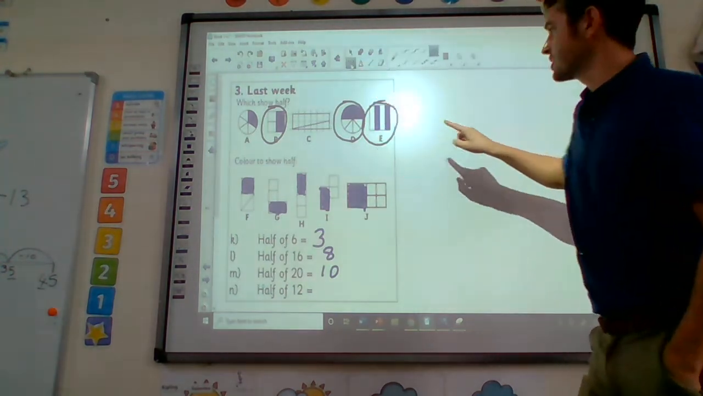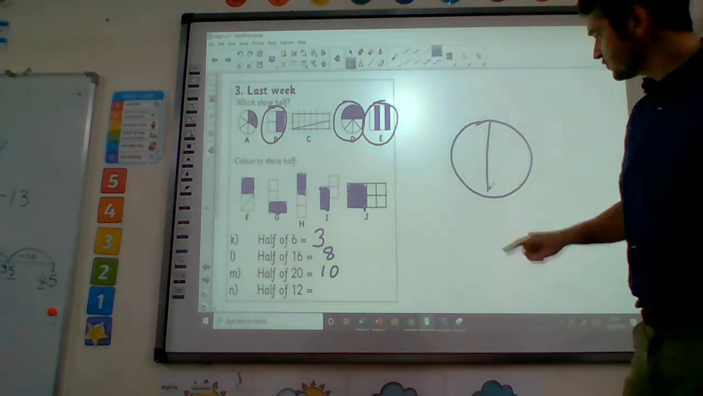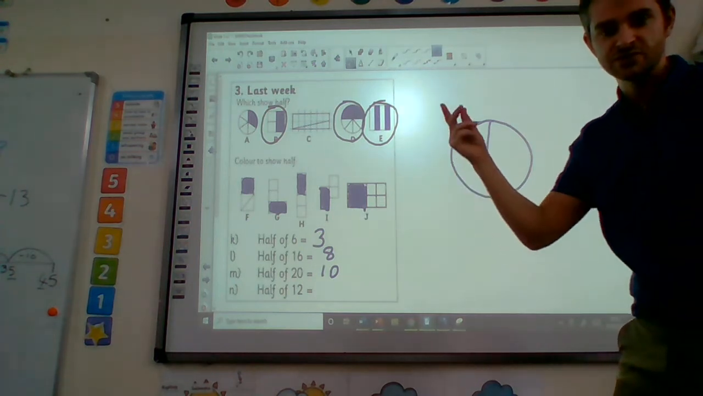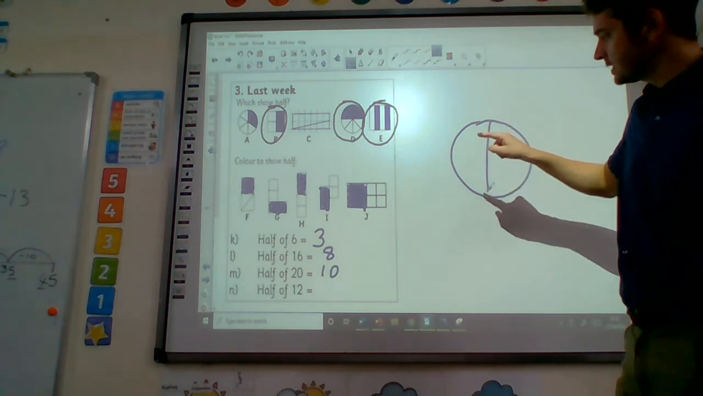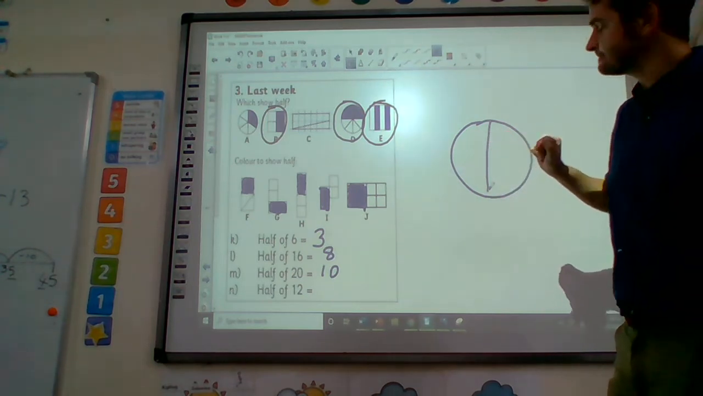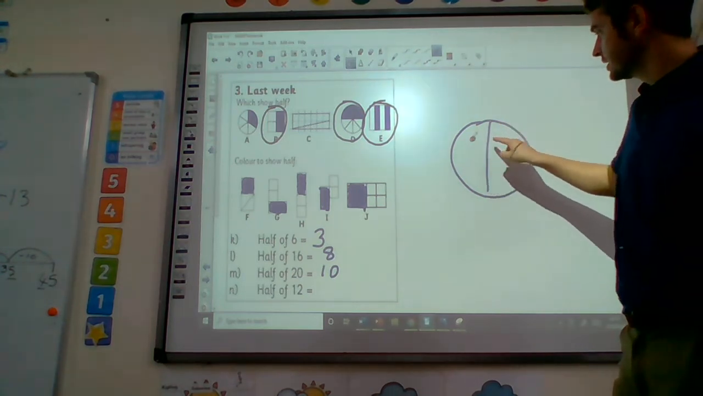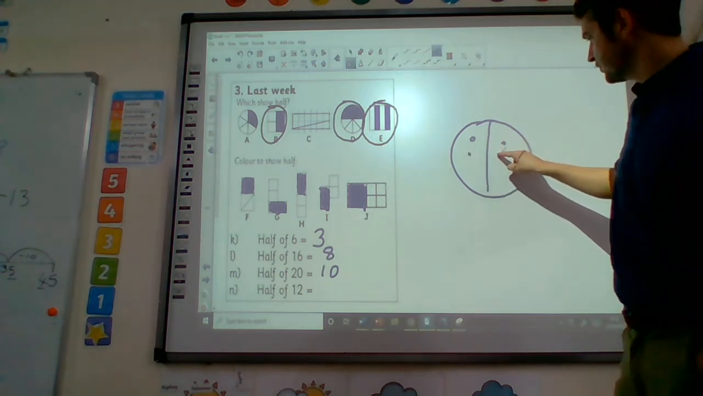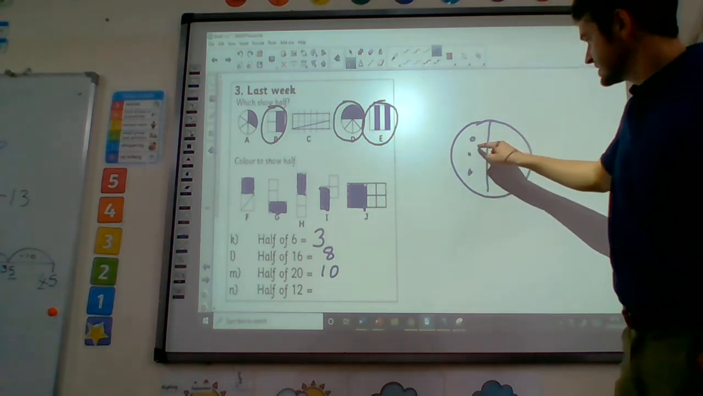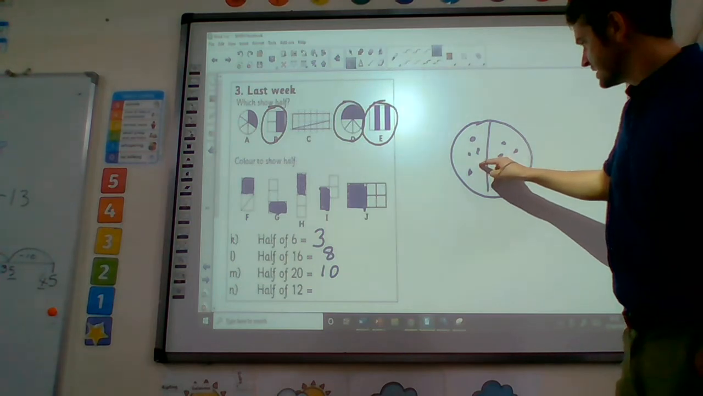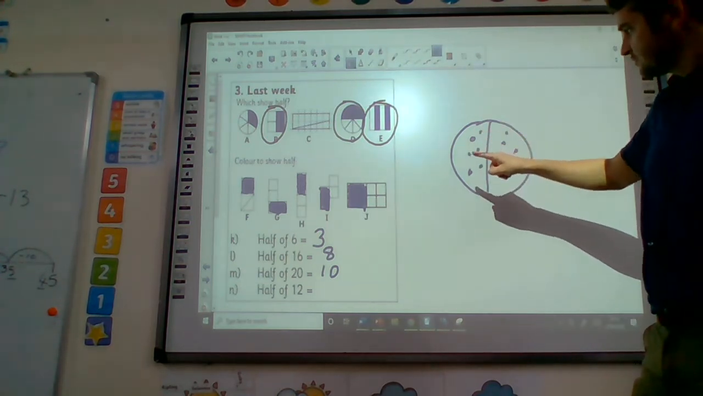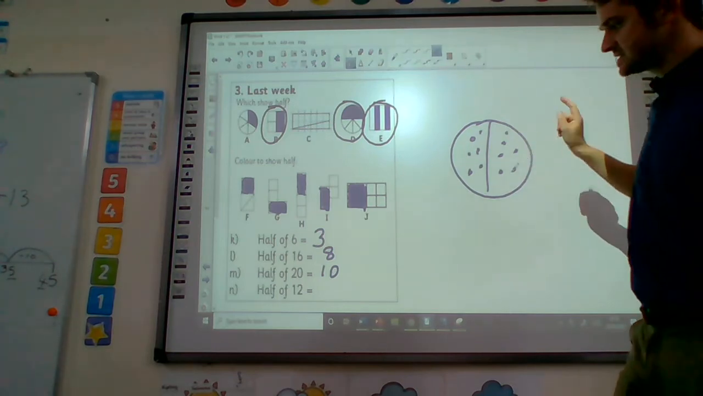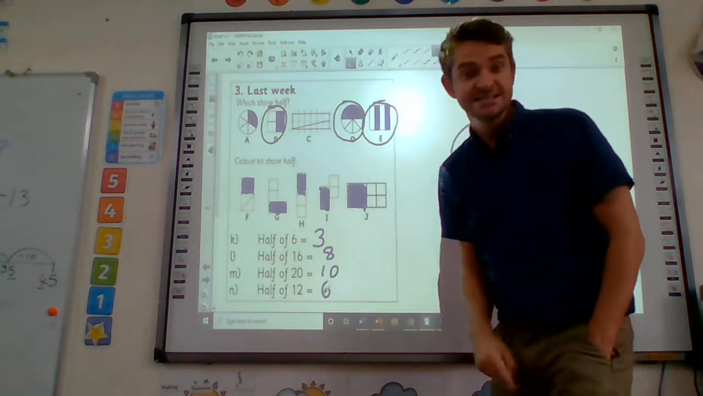Lots of people will know this straight away, and that's great. If you can't remember half of 12 just like that, let's split it onto the pizza. 12 olives this time. 12. 1, 2, 3, up to 12. 1, 2, 3, 4, 5, 6. 1, 2, 3, 4, 5, 6. Half of 12 is 6.